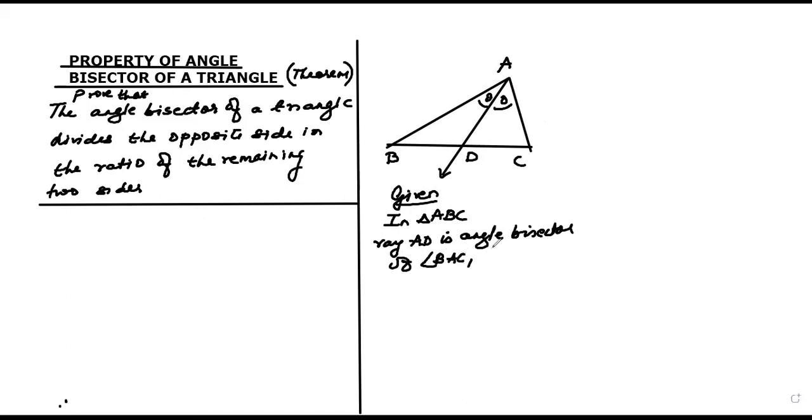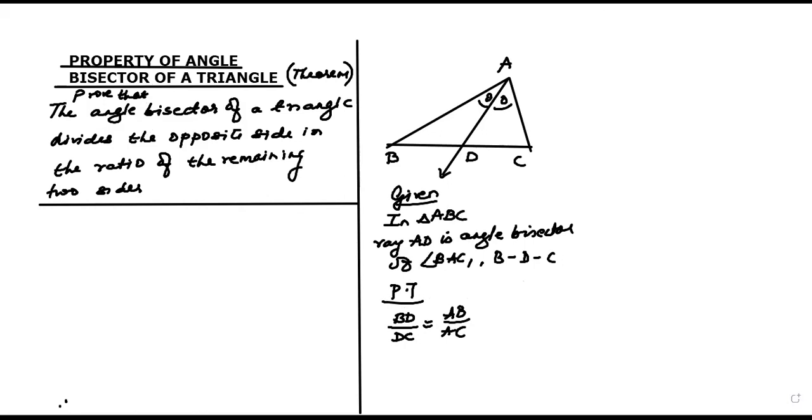And D lies on BC. And what do you want to prove? That the angle bisector divides the opposite side in the ratio of the remaining two sides. That means BD upon DC is equal to AB upon AC. Like I told you, children, this is a corollary of the basic proportionality theorem.